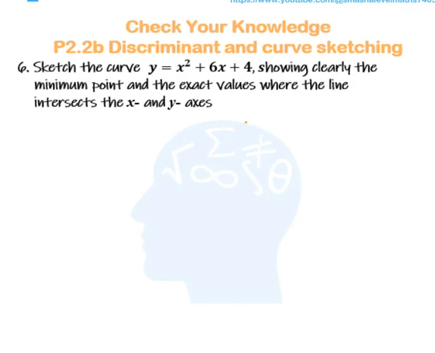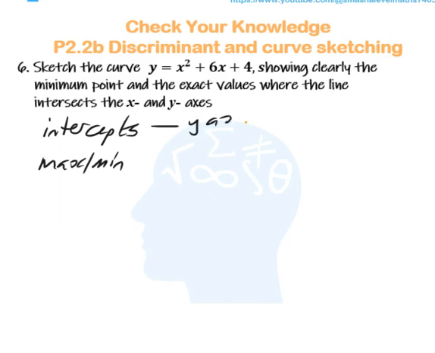Right, so this is a sketch the curve question, so we are going to need to know the intercepts, and we're also going to need to know the max or min value. So let's start off with the intercepts, and let's go for where it hits the y-axis. And we should know that where it hits the y-axis, we've got x equals 0, which leads us to, if we have a look at the equation, y equals 4.